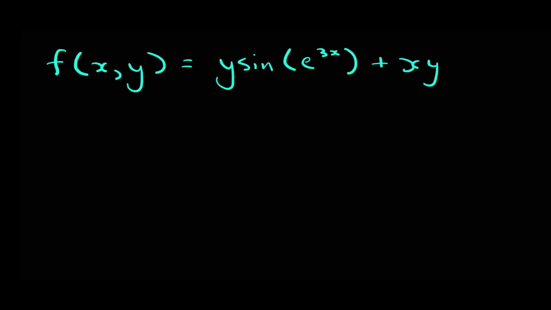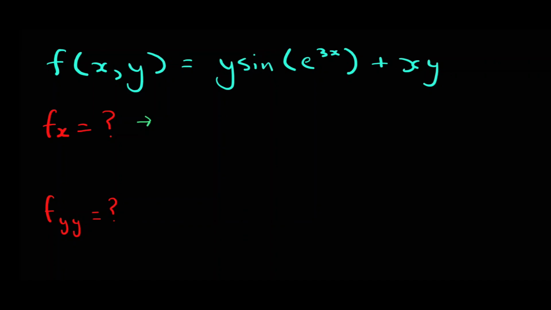Here we have f of x and y equals y times sine of e to the power of 3x plus x times y. Have a go at finding f subscript x and also f subscript yy. Alright, first off, to get f subscript x, we just need to differentiate with respect to x and treat y as a constant.